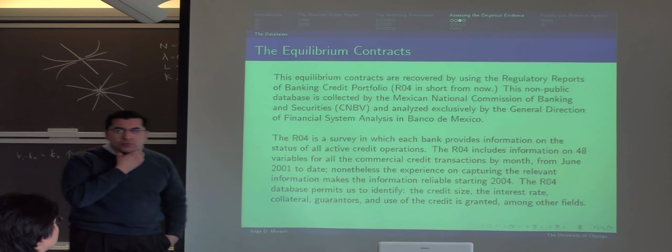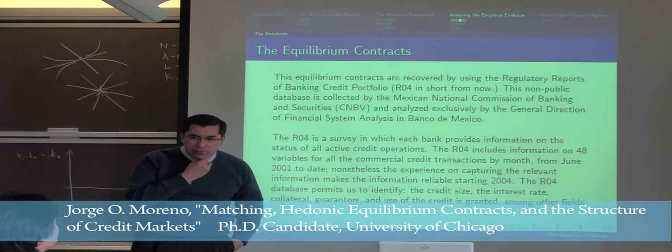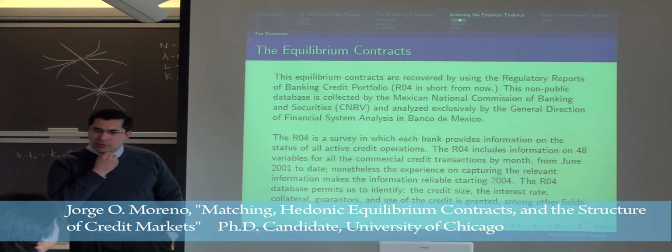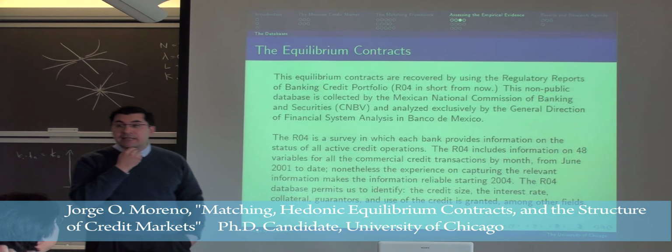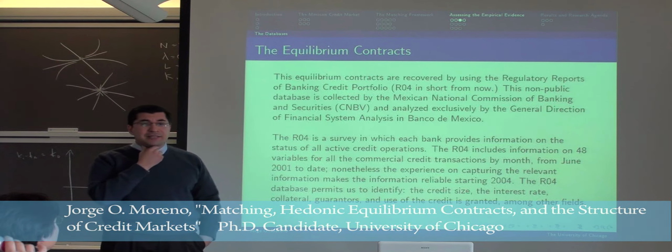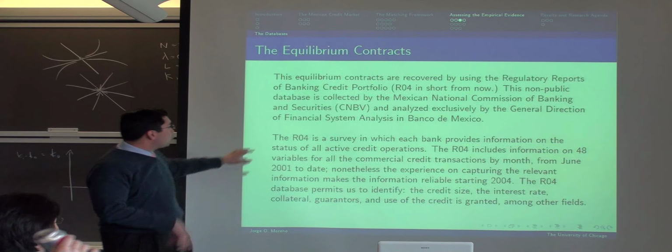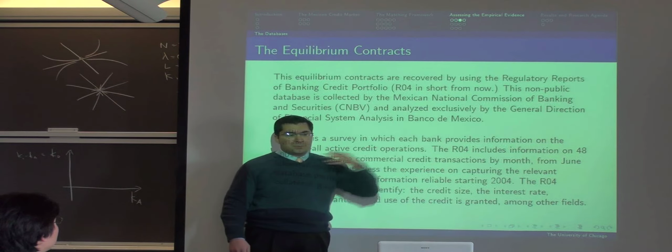This is the census of all the credit transactions in Mexico per month. So all commercial credit given by the commercial banks in Mexico should be included in this database. For that reason, this database is non-public and is very restricted for just one direction in the central bank in Mexico. Internally it is known as the R04, which is mandatory.